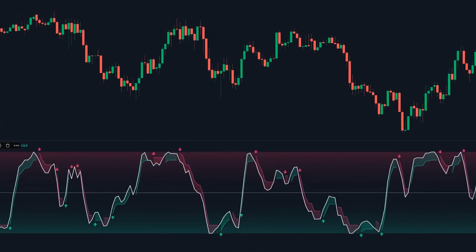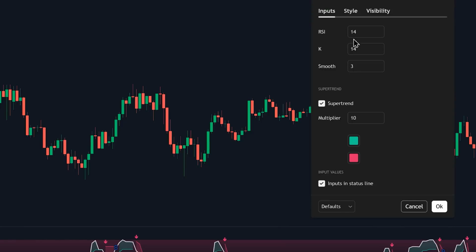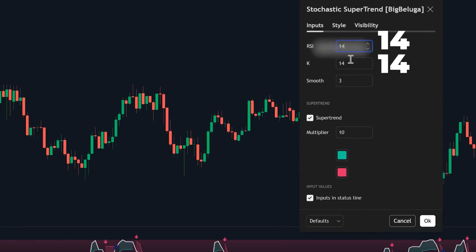Next, if we go into the settings of the indicator, let's take a look at the inputs. Here you can change the RSI and K period lengths, but I'm going to leave them at the default of 14. Then there's the smooth setting. By default, this was set at 3, but I want you to change it to 5, which is a little change I like to make.